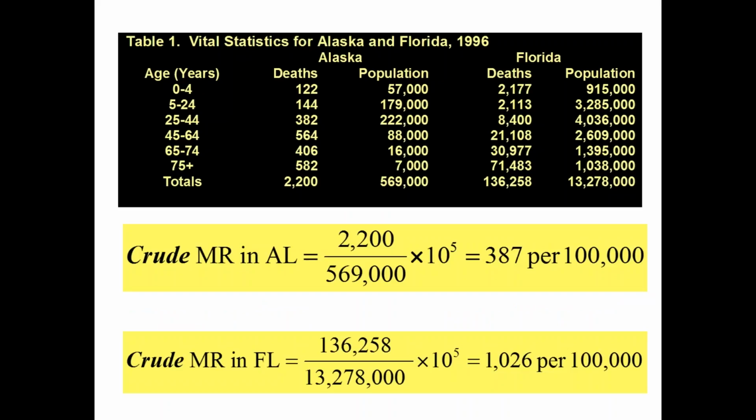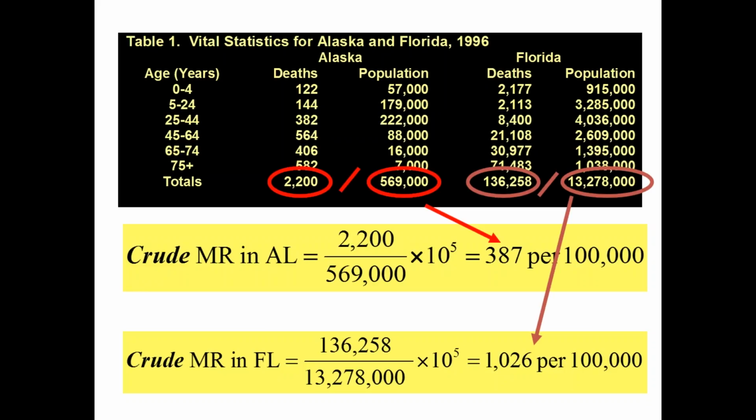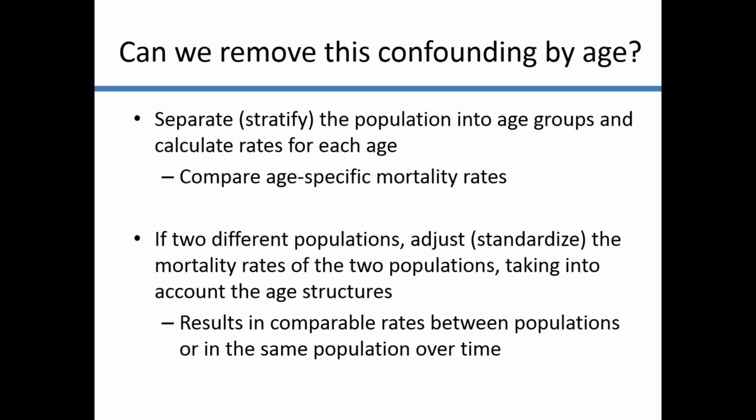This is the kind of thing where I think some of you will have your eyes glaze over: oh, numbers, lots of numbers. But the point here, and you can go over this later, is that we're just looking at crude. This is how we get the crude. We're not looking at age-specific rates. We're just looking at the totals. That's how we get the crude. And that's misleading. Can we remove this confounding by age?